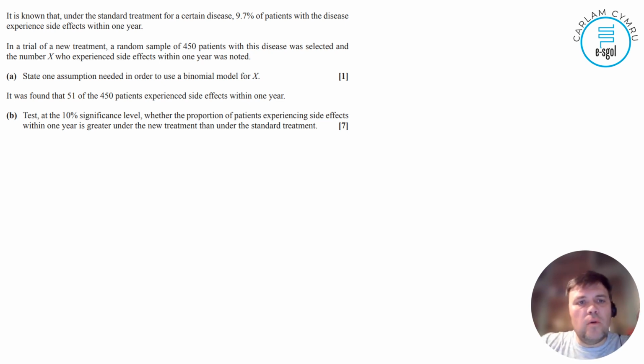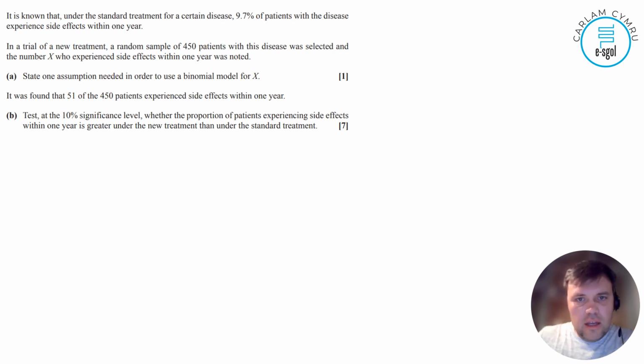So it is known that under a standard treatment for a certain disease, 9.7% of patients with the disease experience side effects within a year. In a trial of a new treatment, a random sample of 450 patients with this disease was selected. The number X who experienced side effects within 1 year. They have sort of stated their X now. Okay, so they've stated the random variable X, so you don't have to. State an assumption needed in order to use a binomial model for X.